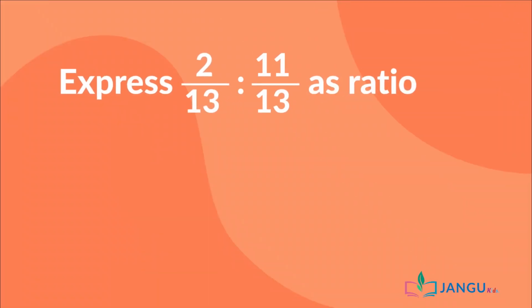Number 2. Express 2 over 13 to 11 over 13 as a ratio. For this example, you simply convert the numerators to a ratio, which gives us 2 to 11. The denominators are omitted because it's the same number.